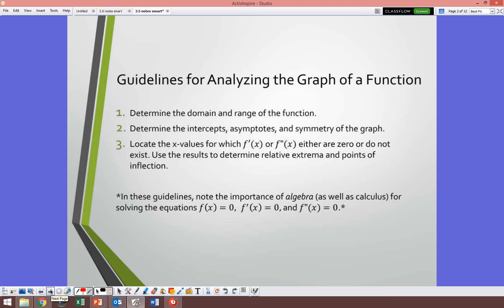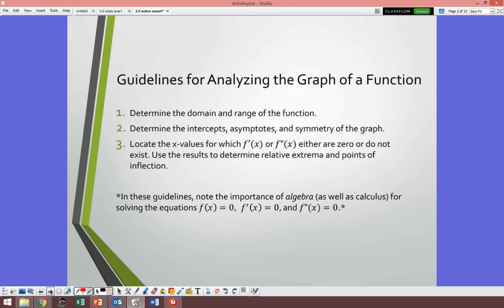So determine the domain and range of a function. That's the first step. Finding your asymptotes is important when I'm sketching it. Determine the intercepts, asymptotes, and symmetry of the graph. Locate x values for which f prime of x or f double prime of x are either zero or do not exist. Use the result to determine relative extrema and points of inflection. In these guidelines, note the importance of algebra as well as calculus for showing those equations.